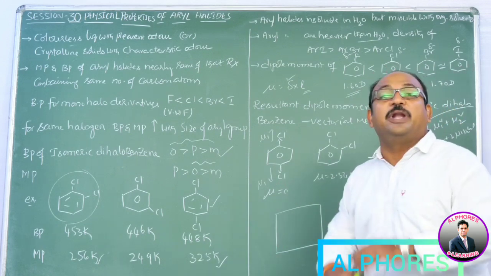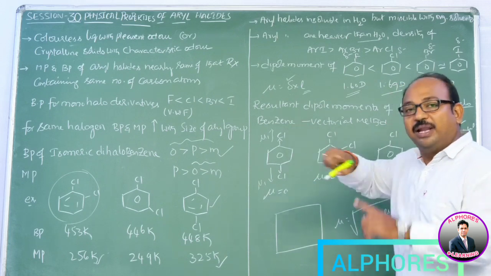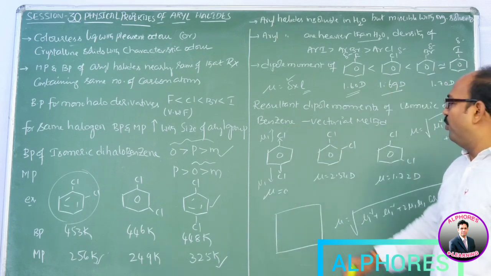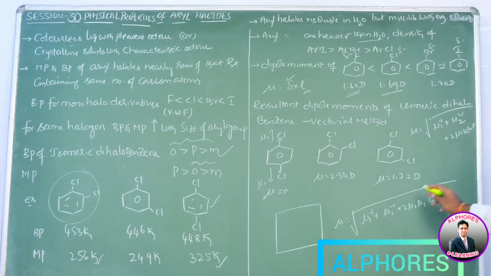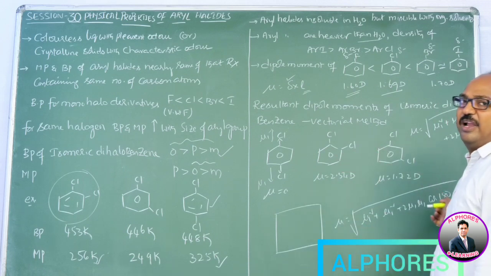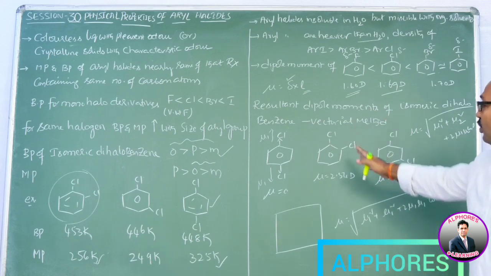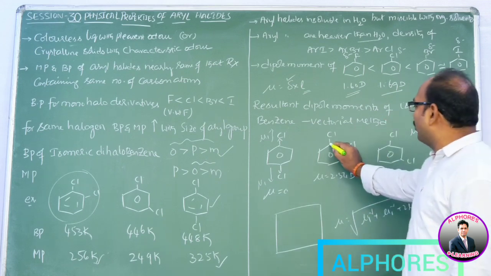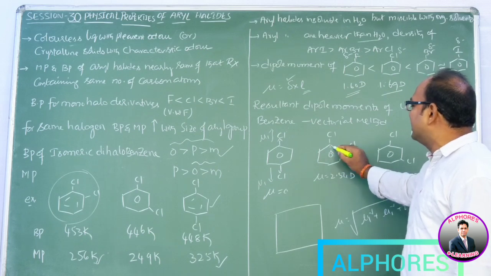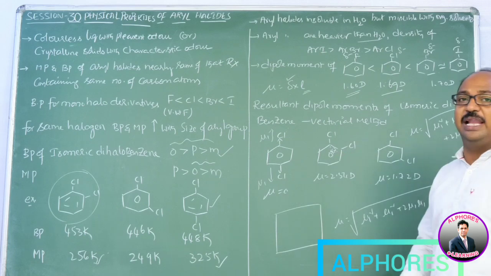Para-dichlorobenzene has net dipole moment 0 because both dipoles cancel each other, as both are the same atoms. Net vector addition is mu1 square plus mu2 square plus 2 mu1 mu2 cos theta. If you substitute theta as 180, then obviously it will be 0. Let us apply the same to ortho-dichlorobenzene. In case of ortho-dichlorobenzene, the angle between the two chlorine atoms is 60.